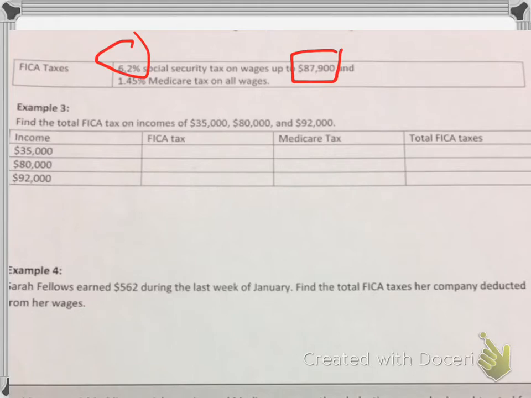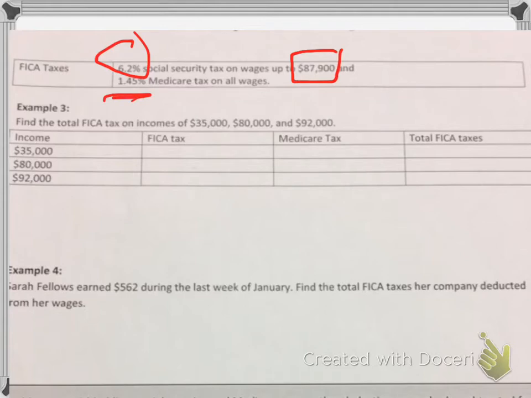But we pay 6.2% Social Security tax on all of our income from the very first day that we start working, from our very first paycheck. You don't have a choice on whether or not you're paying that. You're just required to pay it. We also pay 1.45% Medicare tax on all of our wages.